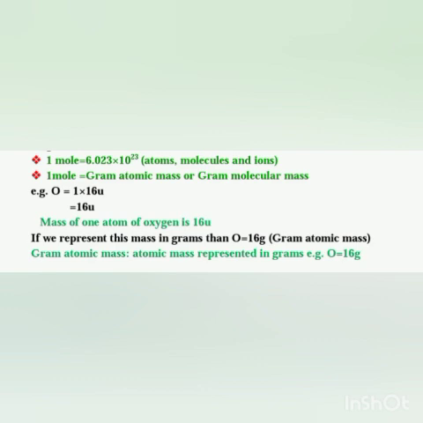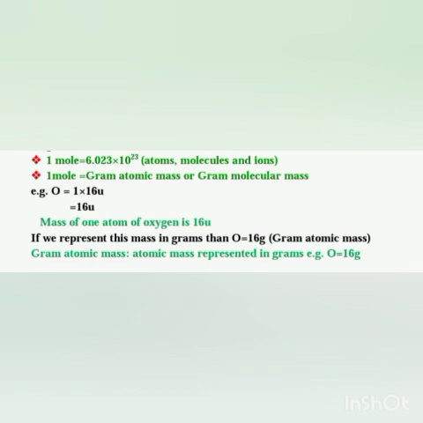If it is an oxygen molecule, then it will be not atomic mass, but molecular mass, which is 32 units, which means 32 units is the mass of one molecule of oxygen. But if we represent this molecular mass of the oxygen molecule, 32 units, in grams, then it will become 32 grams, which is called gram molecular mass. Gram molecular mass is the molecular mass which is expressed in grams. I think it's clear to you.